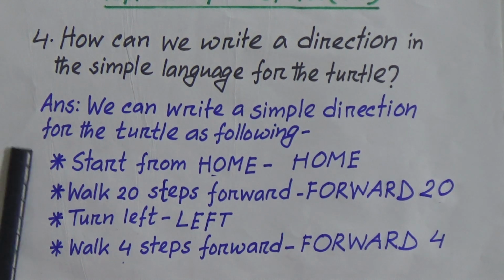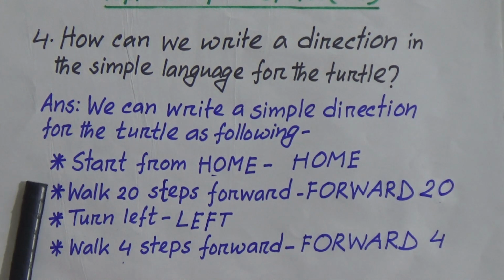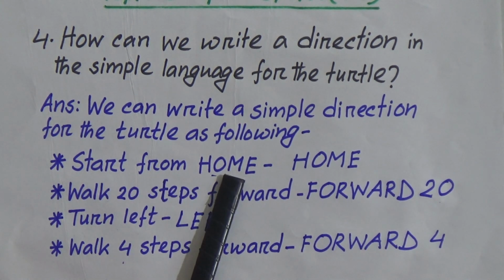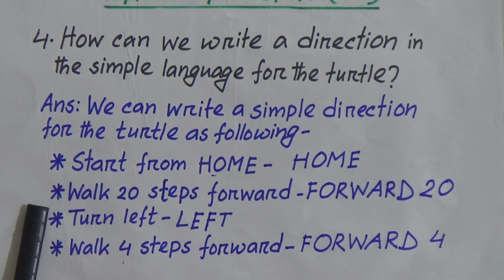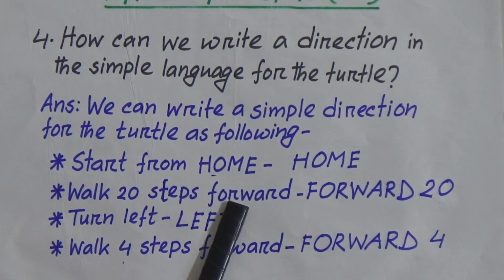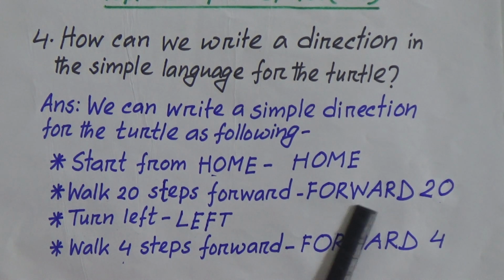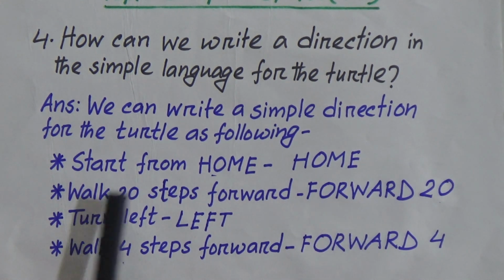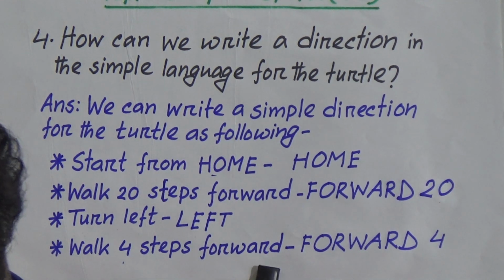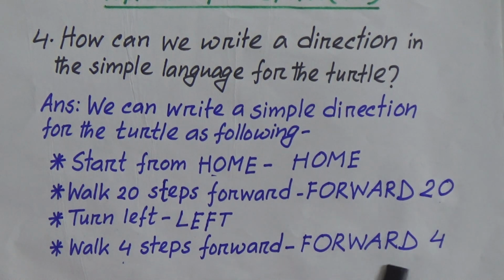So our question is, how can we write a direction in the simple language for the turtle? Answer, we can write a simple direction for the turtle as following. First point is, start from home. Home is capital, here home will be capital. Walk 20 steps forward. Forward will be capital letters, all the letters, and then we will write 20. Turn left, left will be capital. Walk 4 steps forward. Forward will be capital letter, and then 4.